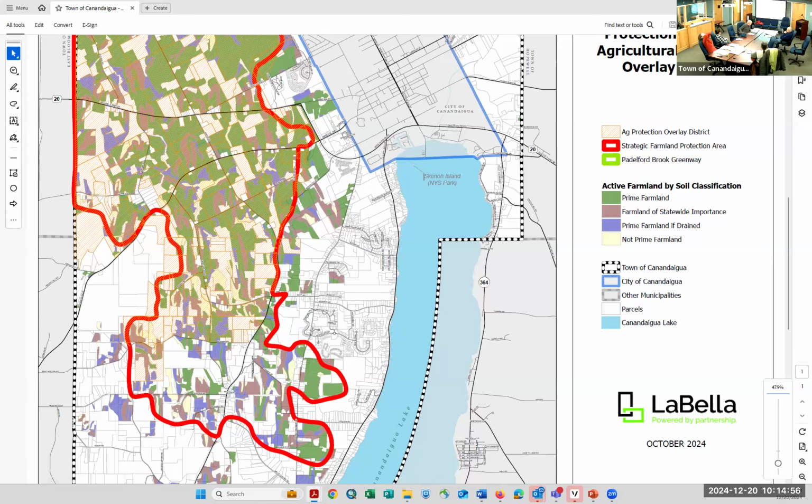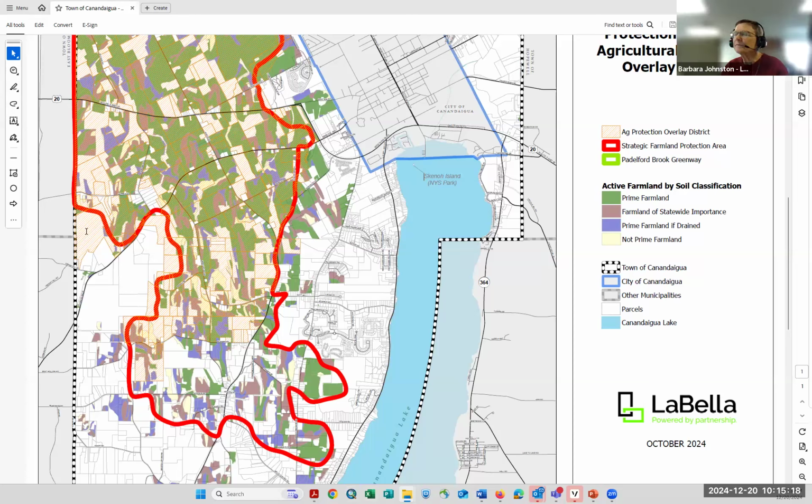Barbara, do you remember when the Ag Enhancement Plan was created? I can look that up, but I think it was 2016, and then we created the Ag Committee in March of 2017 to implement it. Correct, 2016 was when the maps were done. The red strategic farmland protection area was created back then.